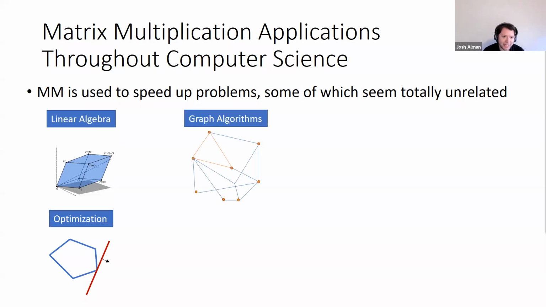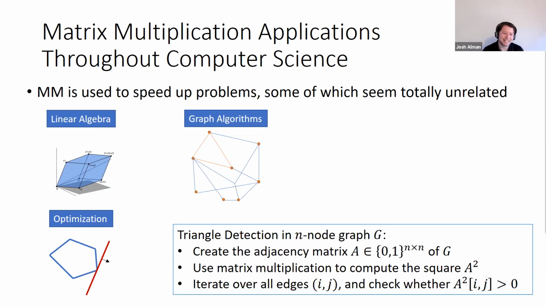Matrix multiplication comes up a lot in graph algorithms. One nice example I figured I should show you, in case you haven't seen it before, is that you can actually detect whether an n-node graph has a triangle in about the same amount of time as it takes to multiply n by n matrices.